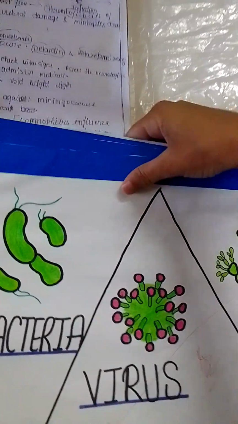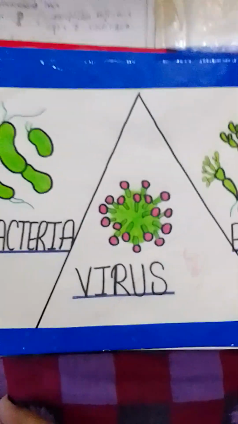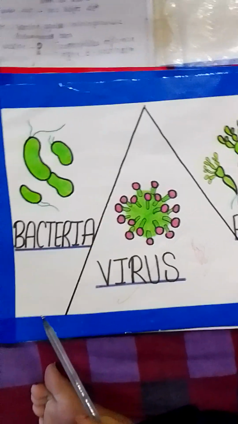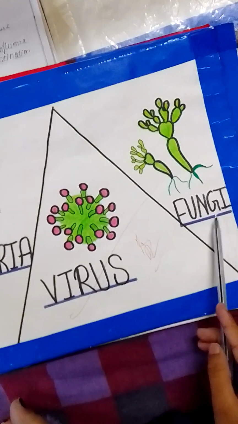So after that I am going to tell about the causes of meningitis. You can see here causes of meningitis. It is caused due to bacteria, virus and fungi.